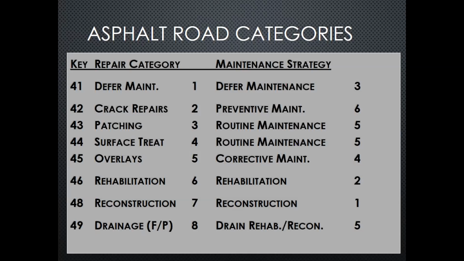So essentially, we've got deferred maintenance. That's about the mid-range. Again, priority of work: preventive maintenance is top, so you're going to get the number 6 on there. The higher the number as far as priority goes is really going to tell you when you need to do those roads. We've got routine maintenance next, and then corrective maintenance.